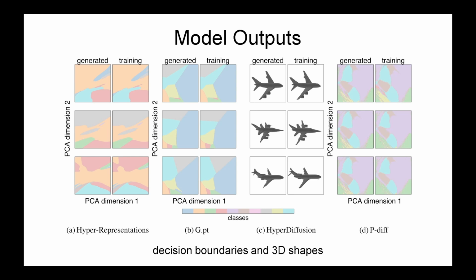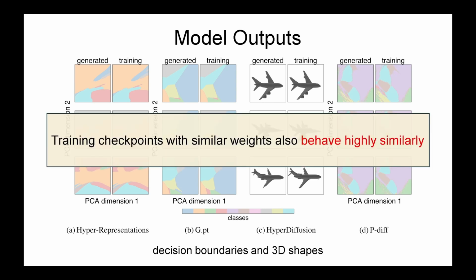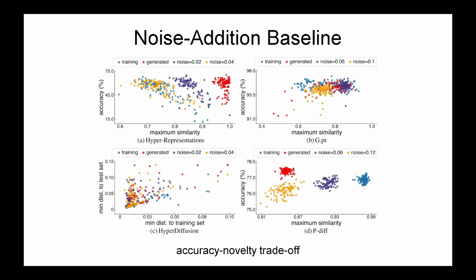We plot the decision boundaries for classification models and show renders of the 3D shapes represented by neural field models. We can see that the decision boundaries and 3D shapes are almost identical. This shows us that the generated models also behave highly similarly to the training models. For classification models, we quantify the novelty in model behaviors using similarity in predictions to training models, and we'd prefer generated models with high accuracy and low similarity.